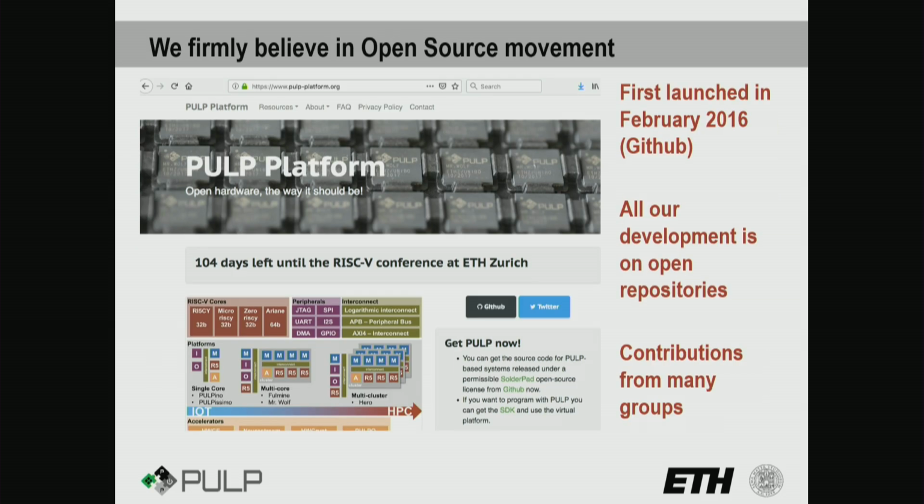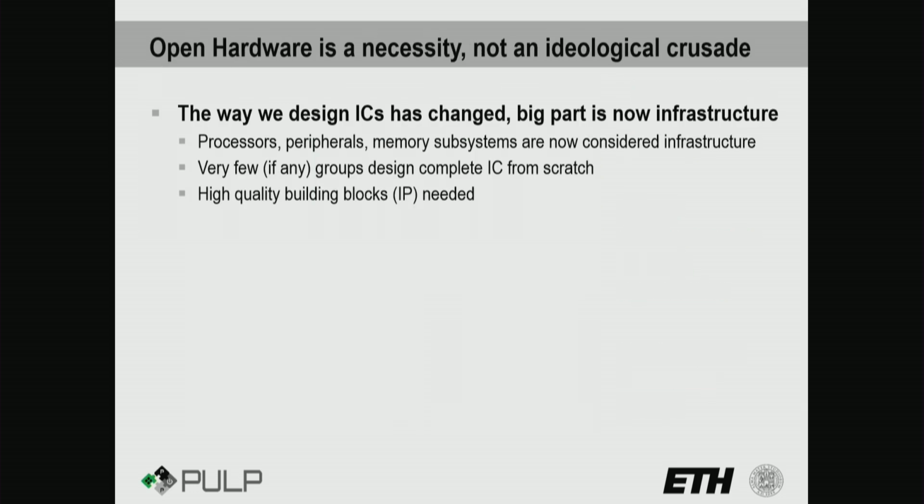So we basically firmly believe in the open source movement. The whole Pulp platform was first launched in February 2016 on GitHub. All our development on the cores is done openly on those repositories. It's mostly done in SystemVerilog directly. And we get many contributions from many different groups back via this platform.